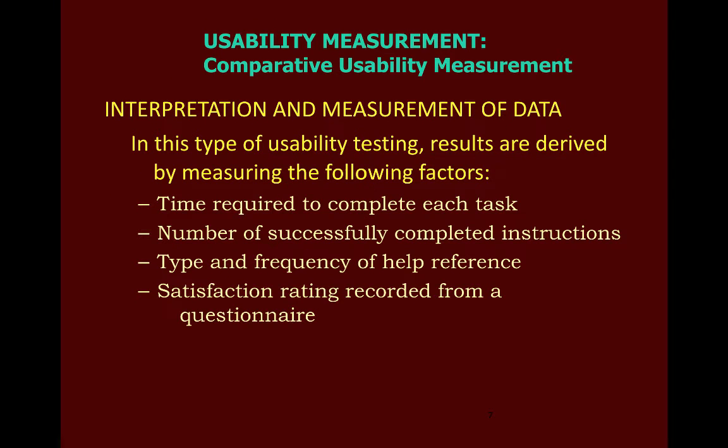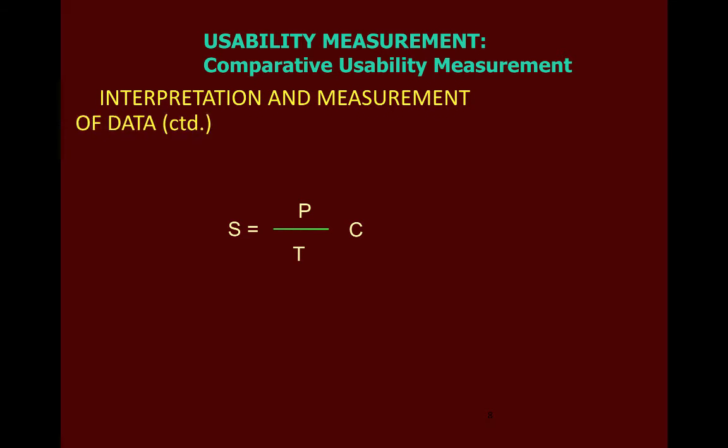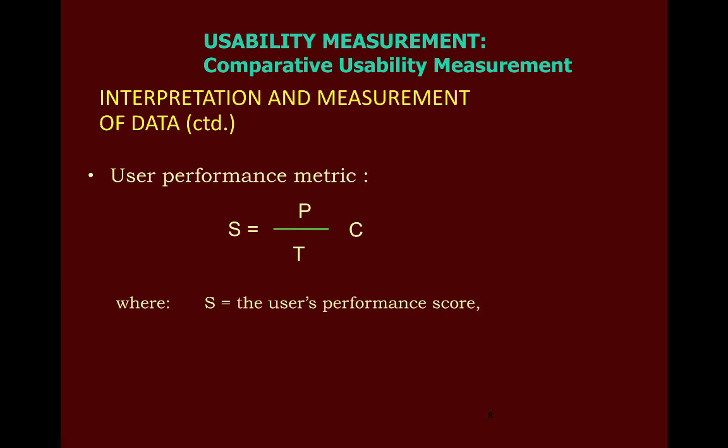You can measure the time required to complete the task, as mentioned, the number of successfully completed tasks, the type and frequency of help references, so how often do you have to refer to help, and the general sense of satisfaction based on a questionnaire, for example, that users can fill in after the evaluation of the task. Now, you can come up with a formula to measure the user's performance metric.